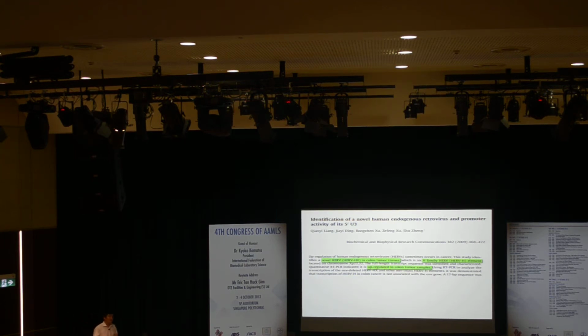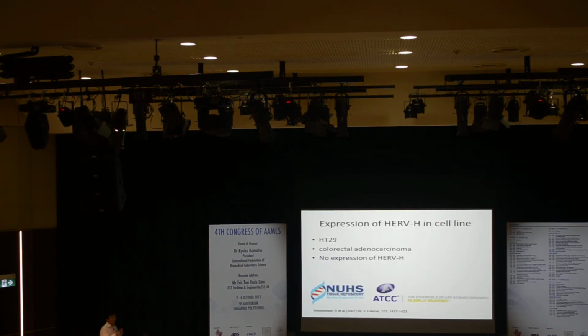So we have to use an in vitro model, and therefore we have to look at cell lines. Over here we found that the HT29 cell line, which is a colorectal adenocarcinoma cell line, does not express HERV-H. So therefore, it could be a good candidate for us to study the effect of expression of HERV-H. HT29 is definitely available from ATCC, which is the American Type Culture Collection. Of course, due to resource limitations, we approached the tissue repository at NUHS for a sample of it. I'm grateful to Dr. Ng for provision of this HT29 cell line.